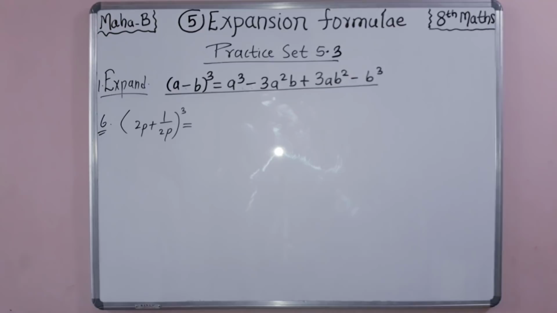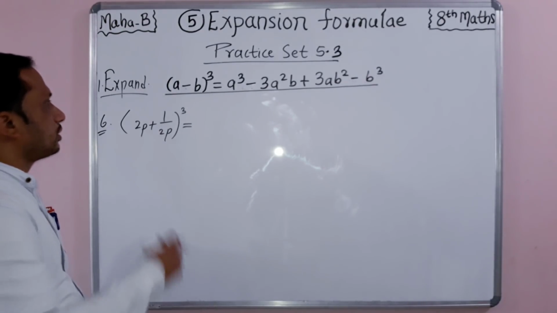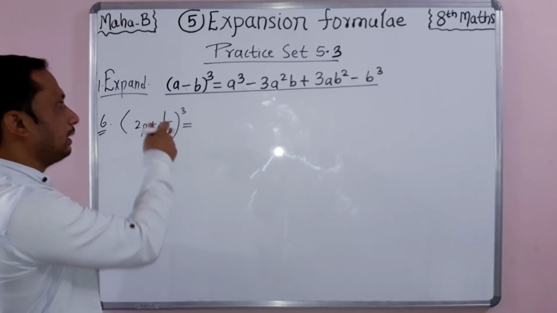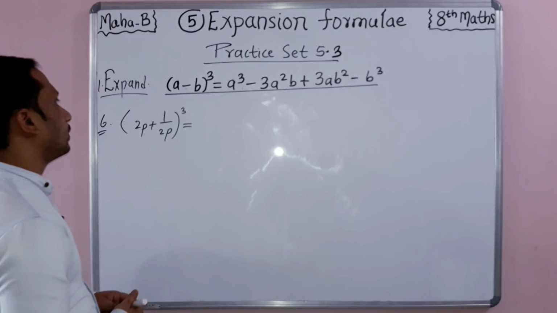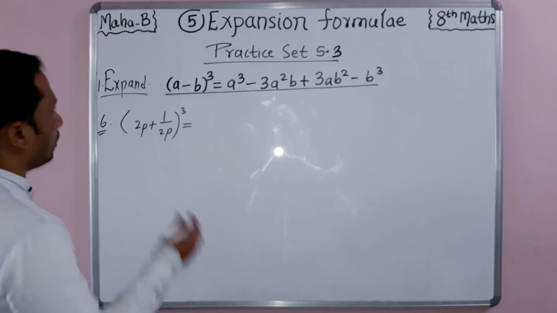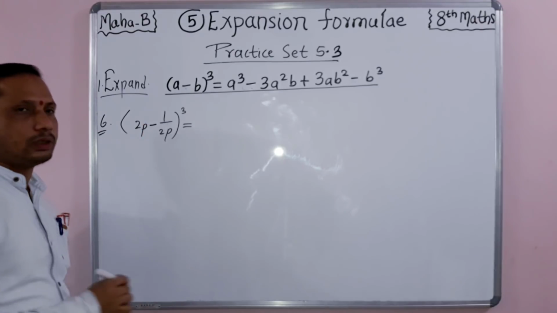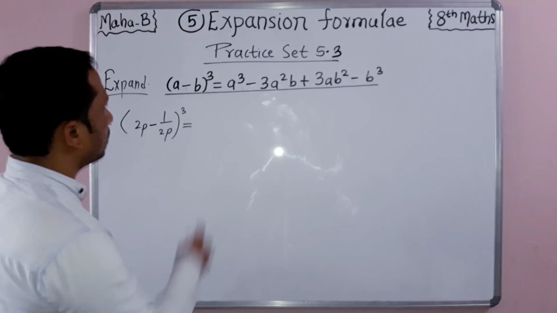Okay students, this is our sixth problem of practice set 5.3. Expand. The problem is like this: 2p plus 1 upon 2p, bracket cube. What is the problem? No student, there is minus: 2p minus 1 upon 2p, bracket cube. So use the same formula, students.